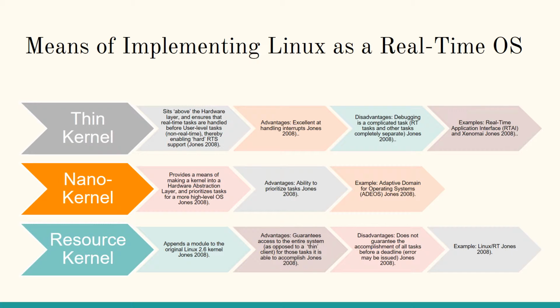And then advantages of that system are that it guarantees access to the entire system, as opposed to a thin client or a thin kernel, as mentioned above, and it can accomplish the tasks that it can accomplish. So it's not guaranteeing it can accomplish all of them. Therefore, the resource kernel would not be good for a hard real-time system, but it does guarantee full access to all system resources for those tasks it is going to accomplish. And an example of that is Linux/RT.